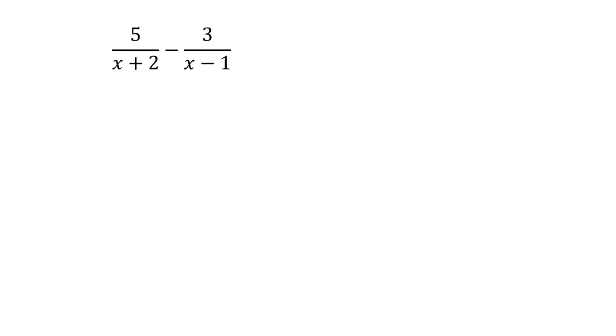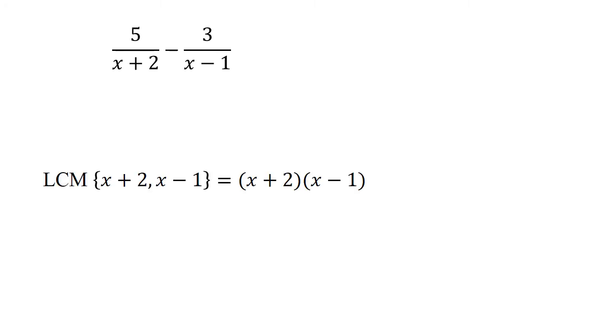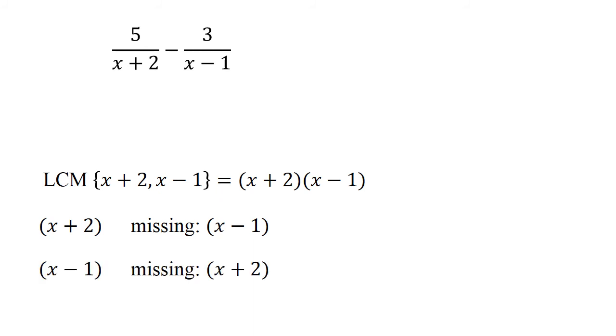All right, so let's look at an even more complicated problem. Let's look at this. We're going to start off by asking ourselves, what is the common denominator between x plus 2 and x minus 1? And the answer is, again, these have nothing in common. x plus 2 and x minus 1 are totally different. So the least common denominator is going to be the product of those: x plus 2 times x minus 1. If you have x plus 2, what are you missing? You're missing an x minus 1. If you have an x minus 1, what are you missing? You're missing an x plus 2.